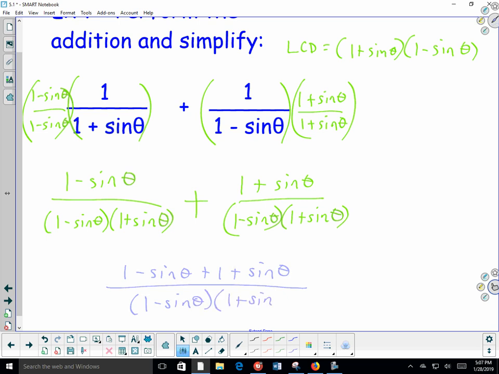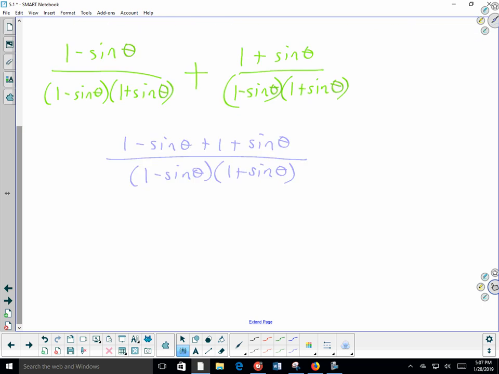All right, it's looking pretty good, but I think we can clean it up a little bit. It looks like the sine theta here and this sine theta are going to subtract off, and so we're going to have 2 over 1 minus sine theta times 1 plus sine theta.